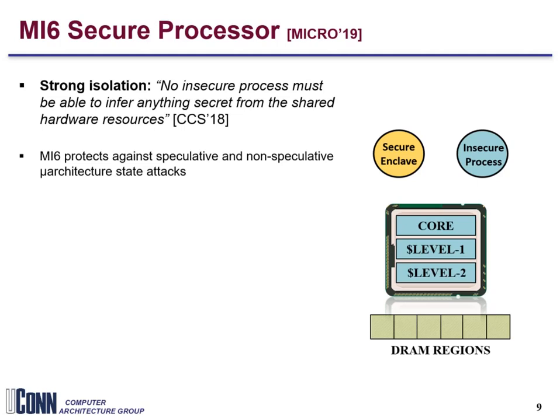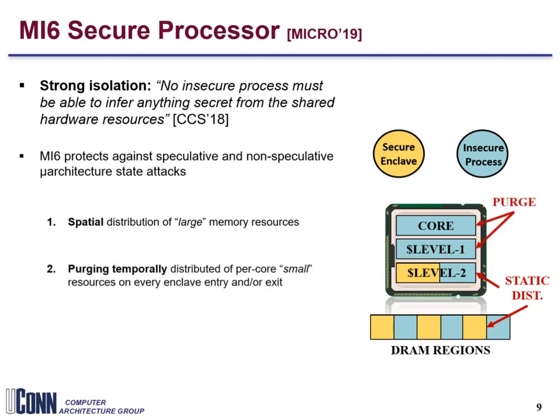MI6 enables strong isolation to protect against all possible microarchitecture state attacks, which is formally defined as: no insecure process must be able to infer anything private or secret about the secure process via the shared hardware resources. Following this definition, MI6 statically partitions the large stateful resources such as shared caches, TLBs, and off-chip memory across a secure enclave and insecure processes. For per-core small private resources such as private caches and core pipeline, it purges these resources on every enclave entry and exit. Adopting these mechanisms allows MI6 to protect against all possible microarchitecture state attacks.